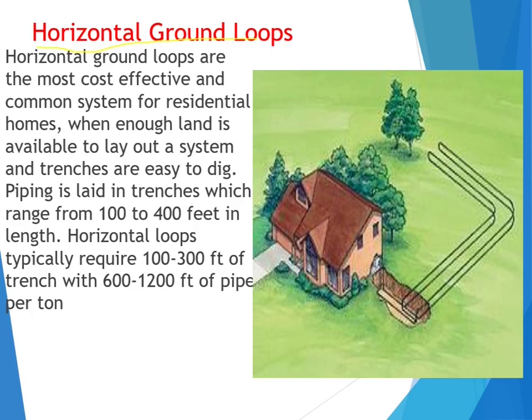Piping is laid in trenches which range from 100 to 400 feet in length. Horizontal loops typically require 100 to 300 feet of trench with 600 to 1200 feet of pipe per ton.